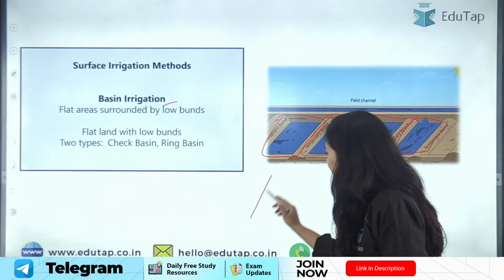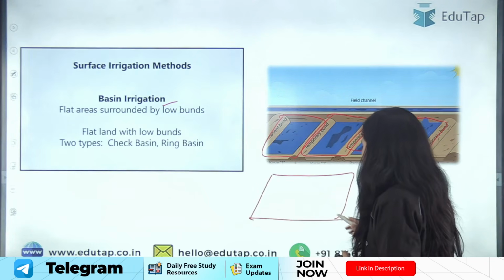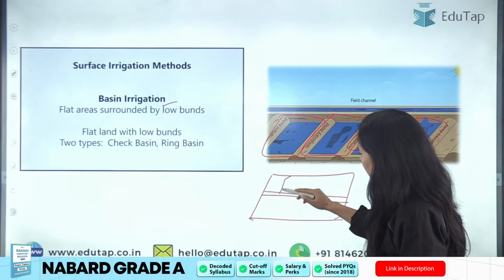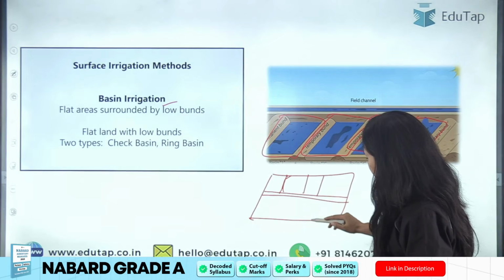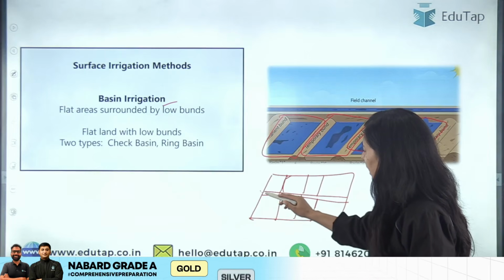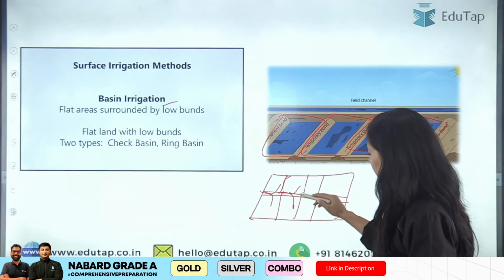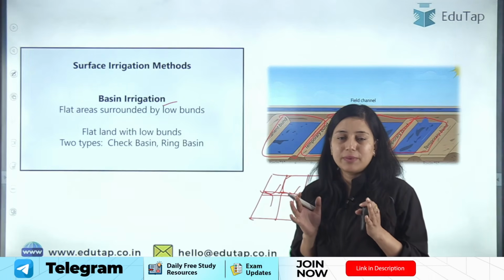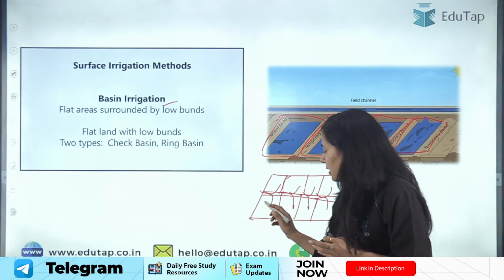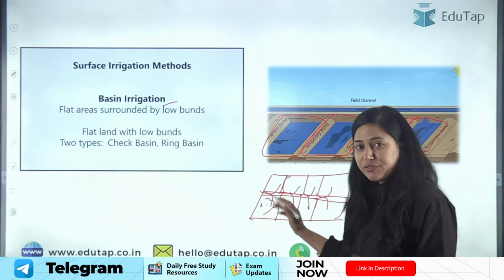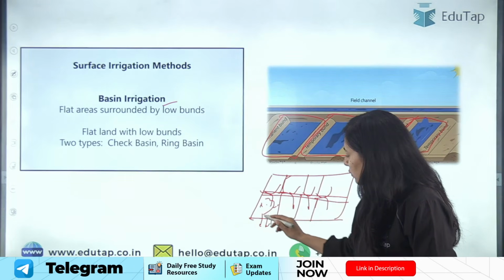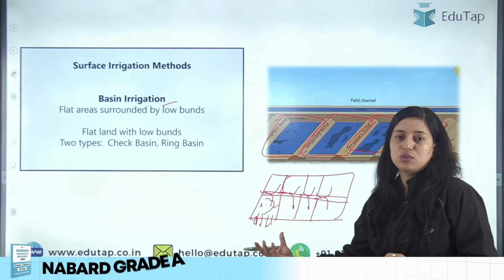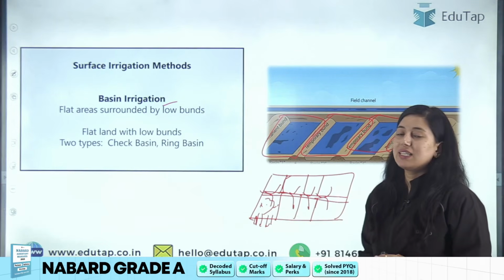So the entire field, if I have this field, and this is the main source of water, the entire field is divided into small basin-like structures. From here water is entering these basins. Now why are these basins created? In order to hold water for a certain period of time, so that the water being collected in this basin gets enough time to percolate into the soil, right? So that it can effectively be stored in the soil. So this is the basin irrigation system.